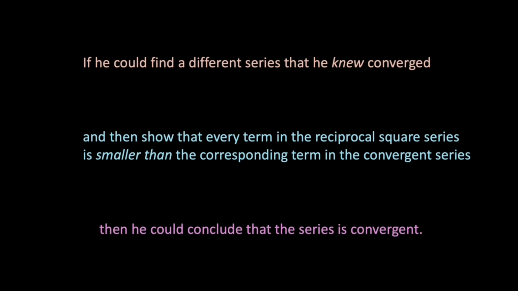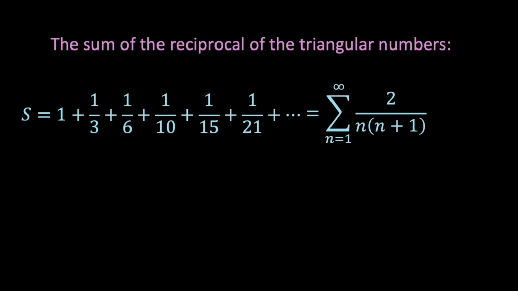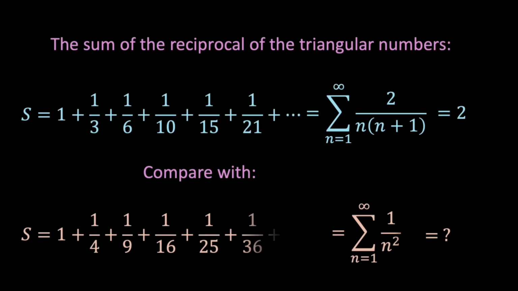It was a clever strategy, and as luck would have it, such a series already existed, the one that Leibniz had just solved. If you recall, Leibniz had shown that the sum of the reciprocals of the triangular numbers converged exactly to the number 2. And so Jacob's strategy was to compare this with the sum of the reciprocals of the square numbers.